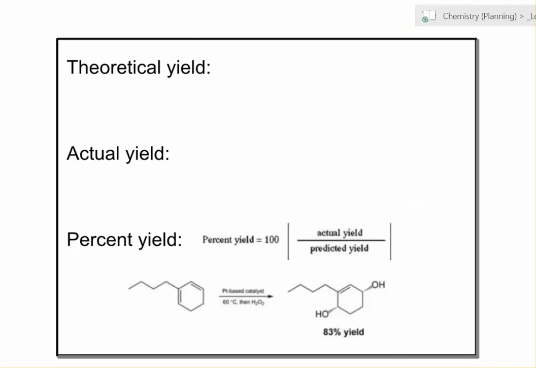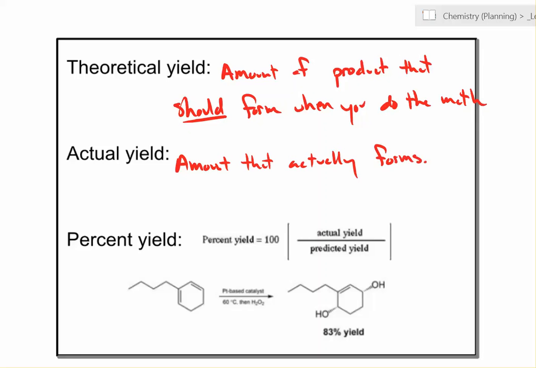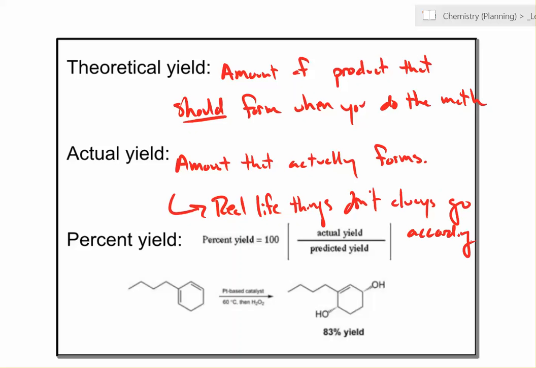Two more slides. The theoretical yield, as I alluded to earlier, is the amount of product that should form when you do the math. The actual yield is the amount that actually forms. That's to say that in real life, things don't go according to plan all the time. Sometimes you produce products you didn't intend to.